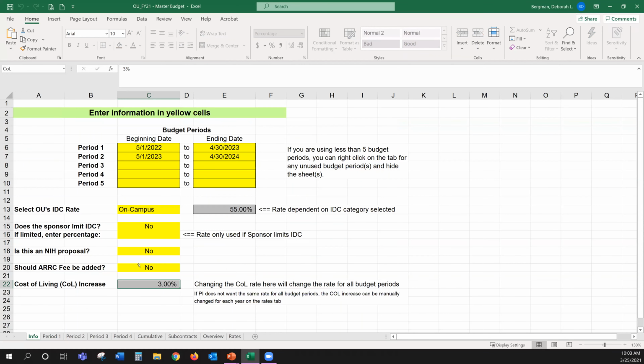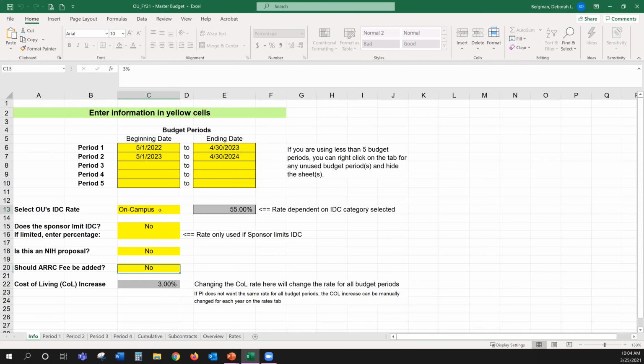The first tab in the budget workbook is the info tab. This is where the proposal dates need to be entered. Entering the dates is important because it activates the individual budget sheets so that they'll be included in the cumulative and overview or overall budget calculations. This is also where the IDC limitations or other modifications are set for the workbook. The PDS will normally use the information on the info sheet to enter the proposal dates and go through the questions before they send you the email with the budget attached.